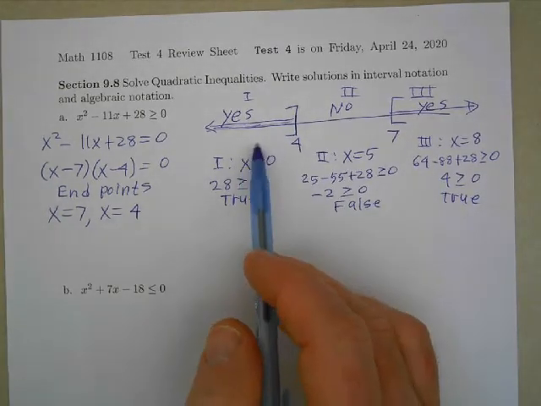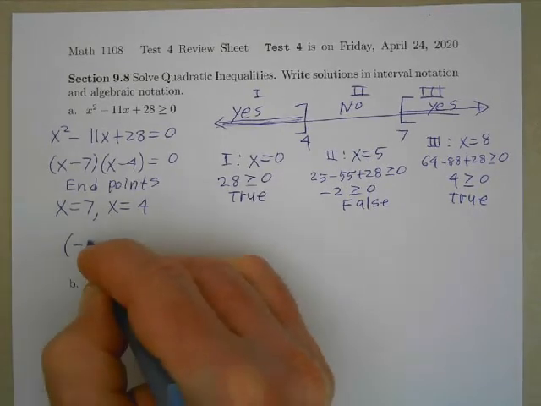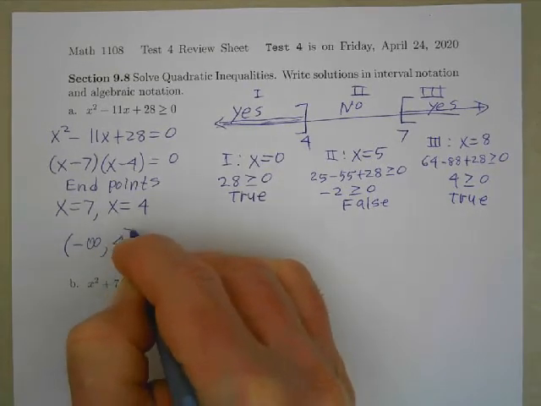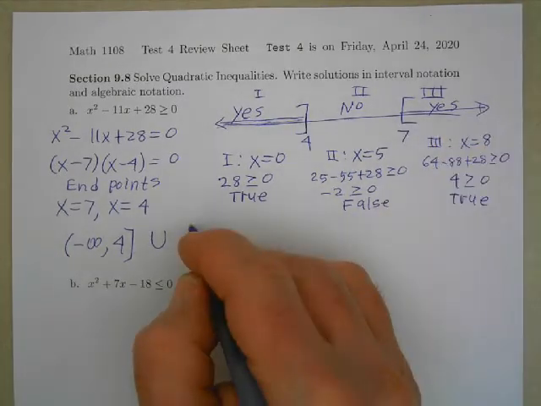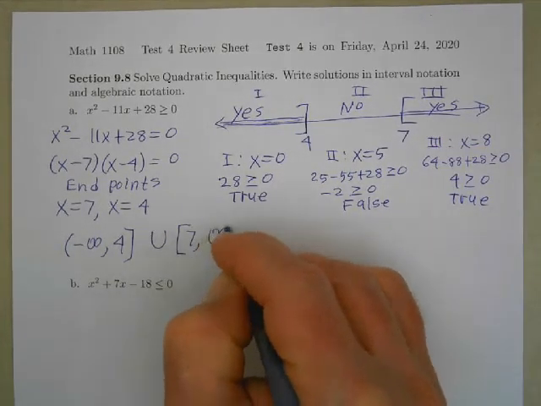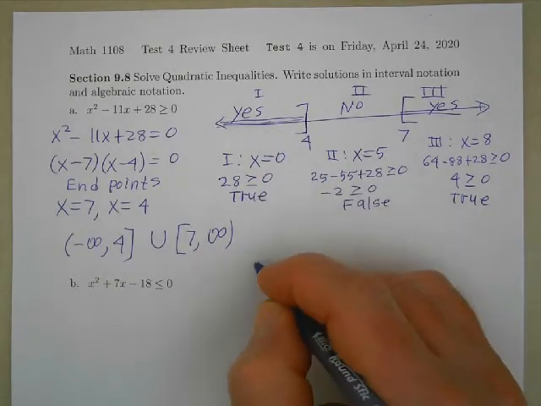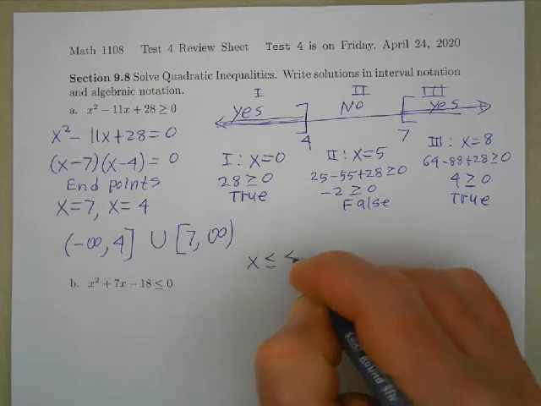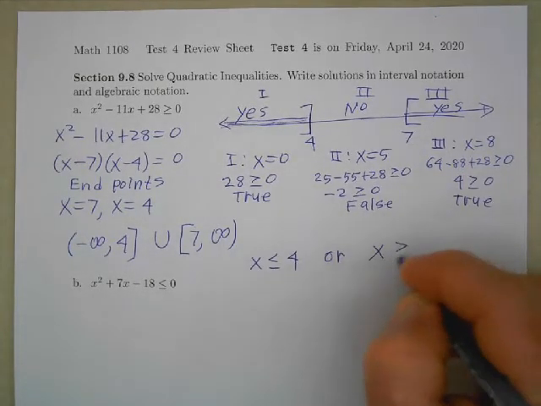The interval notation for this set of numbers on the left, this is parenthesis negative infinity comma 4 bracket, and then the union symbol, and then for the other set of numbers, bracket 7 comma infinity. The algebraic notation, this part of the number line is x less than or equal to 4. Then we write the word or, and this part is x greater than or equal to 7.